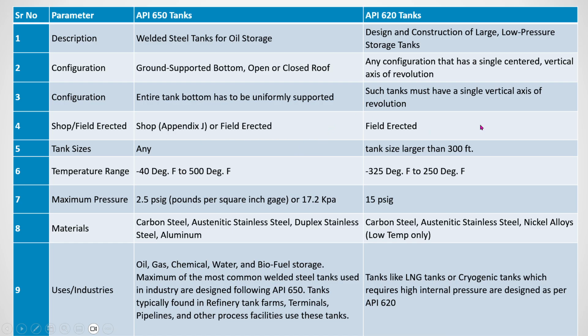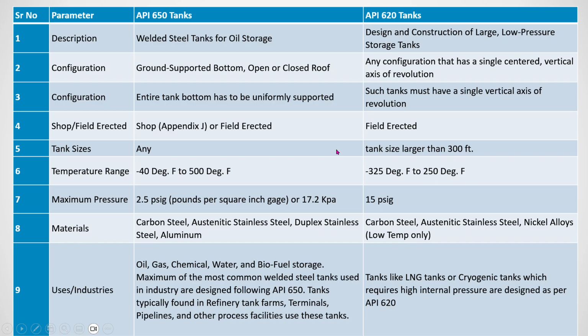Then shop and field erection: it is shop or field erected. You can manufacture in shop and then erect in the field, but here it is only field erected. Nothing can be done in the shop, only erection will be done at site. Tank size any, here tank size larger than 300 feet. Here temperature range is minus 40 to 500 degree Fahrenheit.